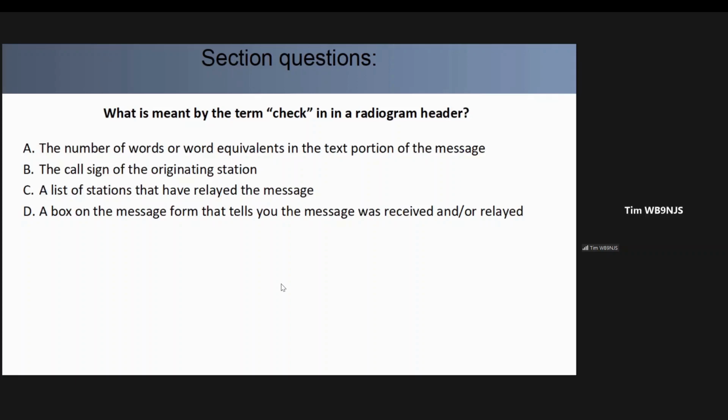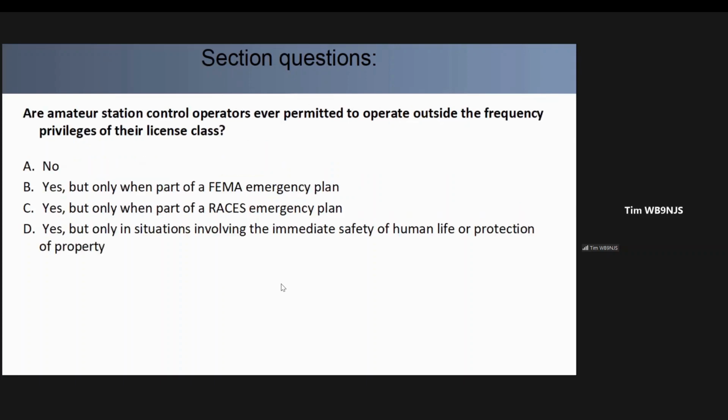What is meant by the term check in a radiogram header? Well, is it the number of words or word equivalents? Is it the call sign of the originating station? A list of stations who have relayed the message? A box on the message form that tells you the message was received or relayed? Nope, the check is part of the attempts to minimize errors, and the check is a count of the number of words or word equivalents in the text portion of the message. That's the check in a radiogram header.